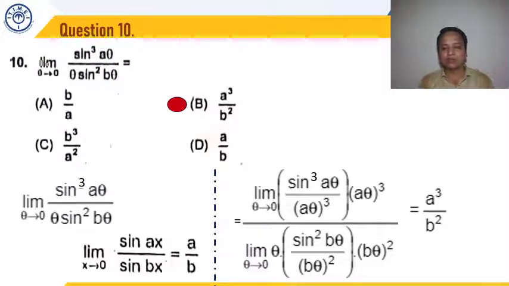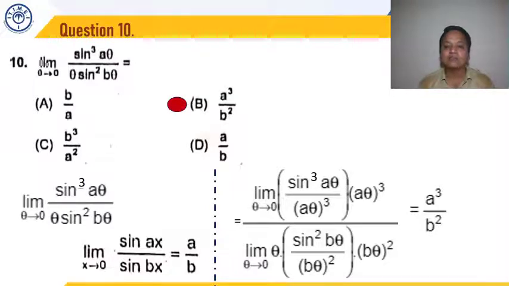So, sine cube a theta upon theta sine square b theta. We made the same angle in the numerator: we multiplied by a theta whole cube as well as divided the numerator by a theta whole cube. And in the denominator we multiplied by b theta whole square and also divided by b theta whole square, and there was one theta surplus given in the denominator. So sine cube a theta upon a theta whole cube becomes 1 when theta tends to 0, and sine square b theta upon b theta whole square also tends to 1 when theta tends to 0. So in the numerator we have a cube theta cube, in the denominator we have theta cube b square. Now this theta cube will cancel out because it is not equal to 0, so we can cancel it out.